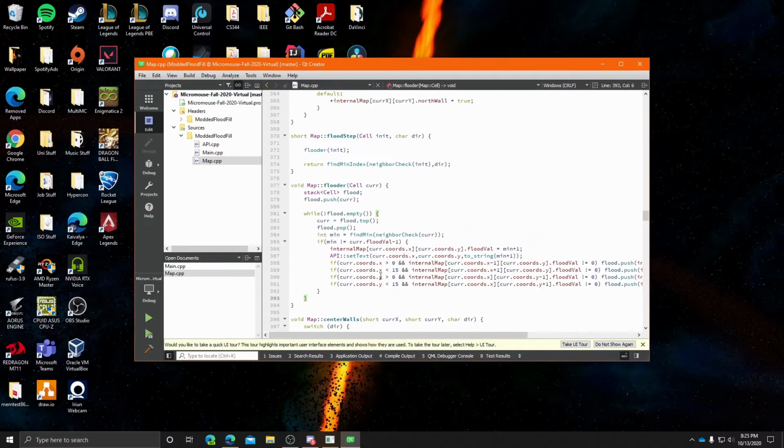And that's how that's implemented. Eventually the stack will become empty, and then all the cells' values will be updated. Then flood step will find the index of the minimum value neighbor. And then your mouse will move to that index.